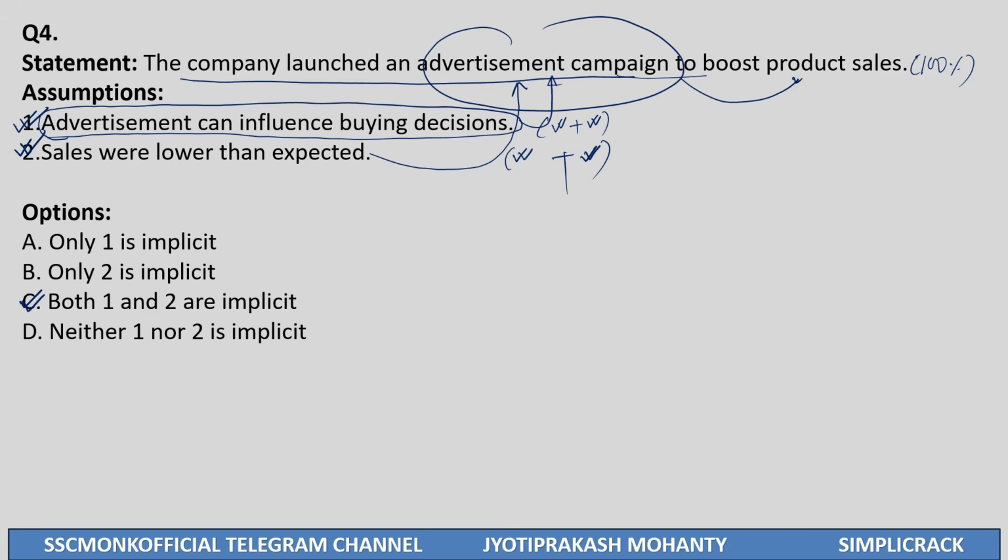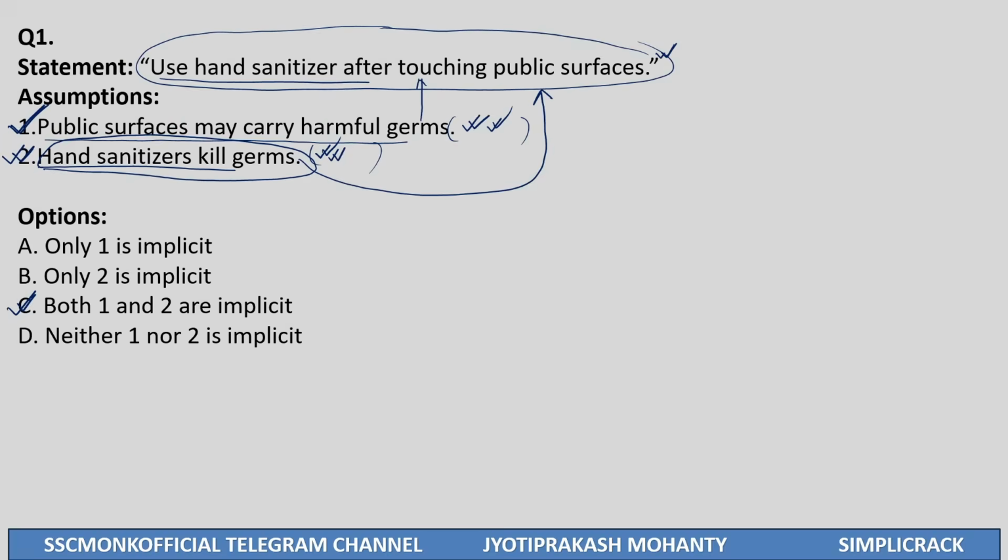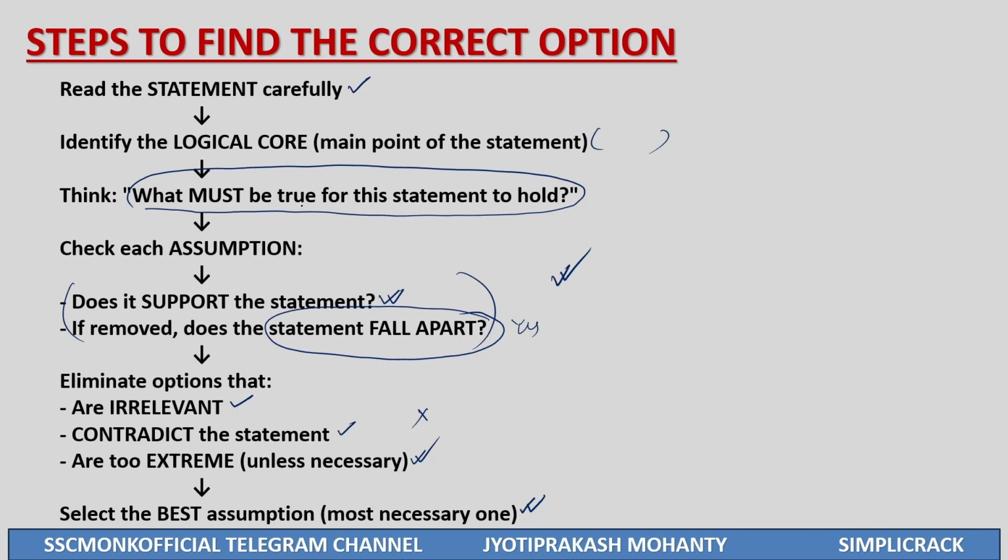Clear? So this is how you should be using the logic of understanding whether it is a right assumption or not: whether the assumption is supporting the statement, or when I am negating the assumption, the statement is not getting true. So when you check this parameter, no questions will be there in the exam hall, in the mock, in which you will make any mistake.